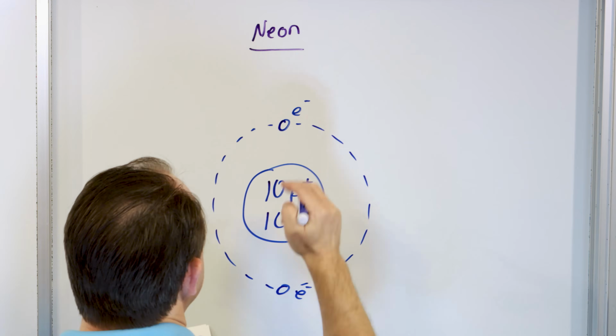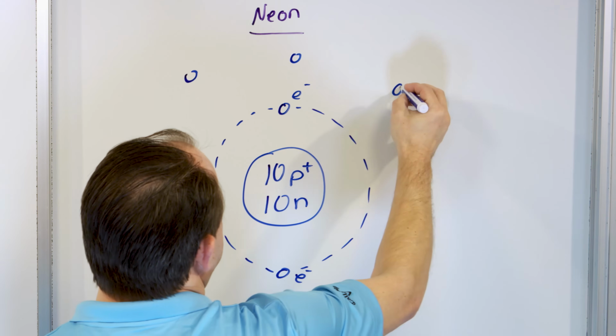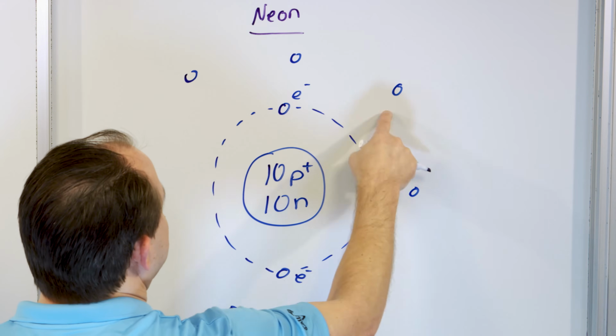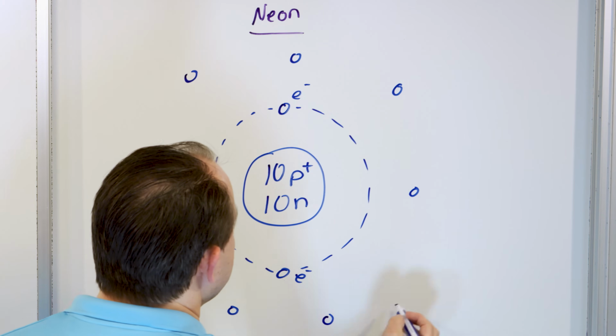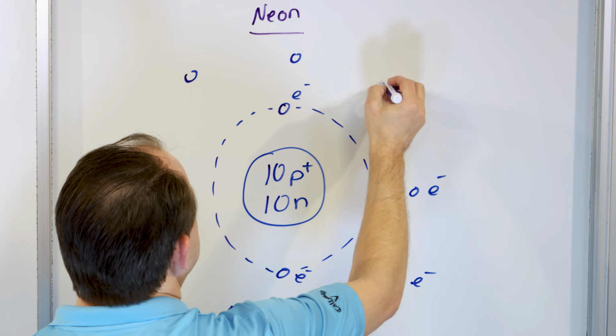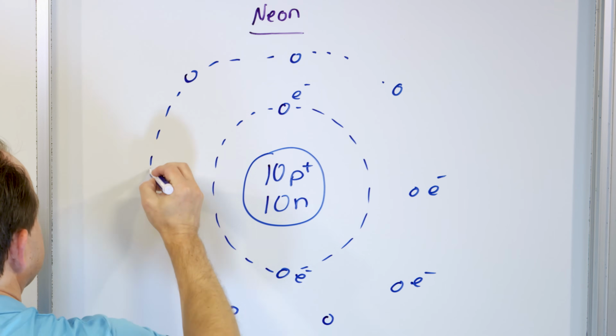All right, so there's 2. Here's 3, 4, 5, 6, 7. 1, 2, 3, 4, 5, 6, 7, 8, and then here's 9, and then here's 10. So these are all electrons. I'm not going to write all the little e's around here, but these are all electrons here.